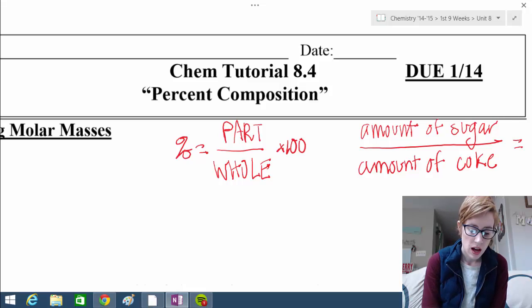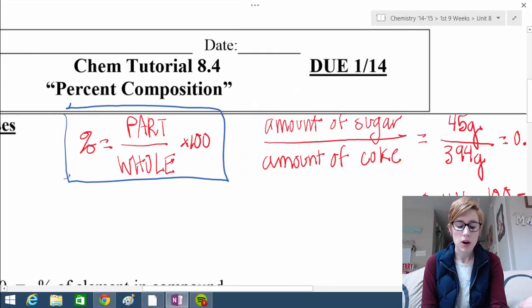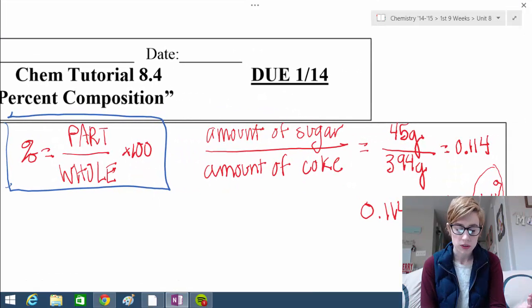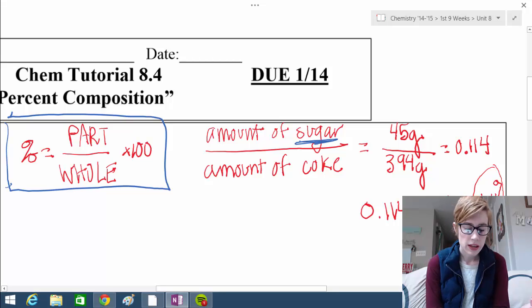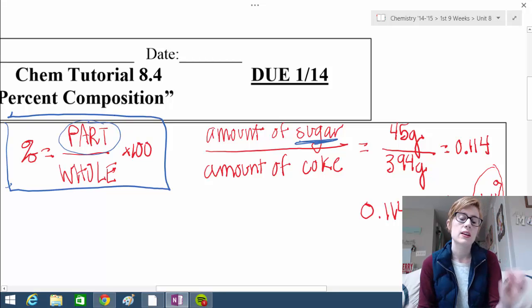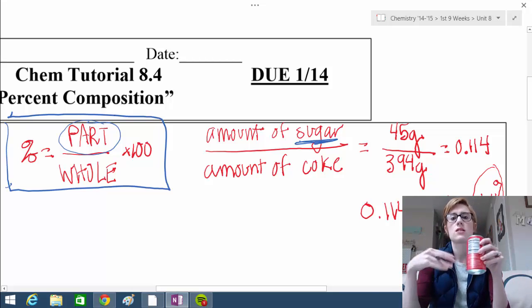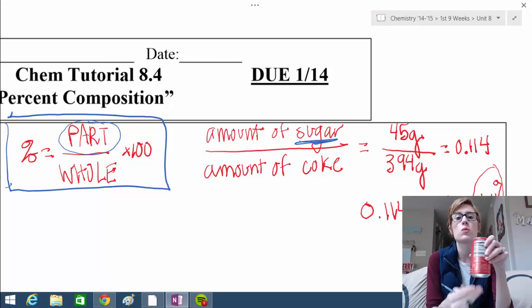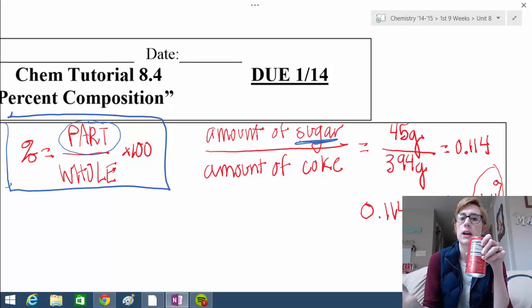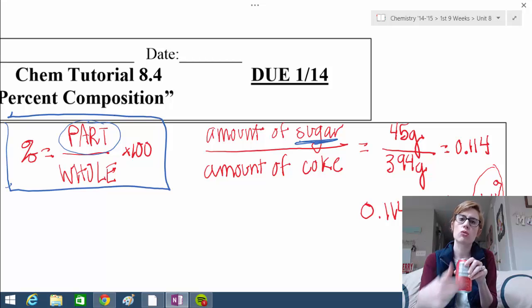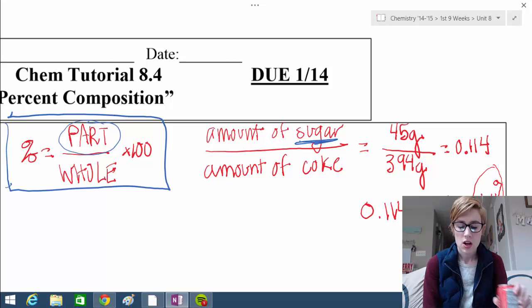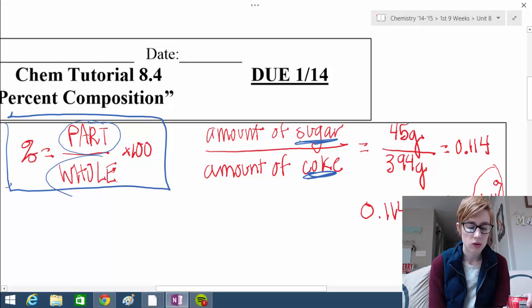It's essentially part divided by whole times 100. In the problem I just mentioned, the amount of sugar in Coke, sugar is my part. Okay, that's the small thing. The percentage that I'm looking at is the part. The whole is what I'm looking at this percentage compared to. I'm looking at the percentage of sugar compared to the total amount of Coca-Cola in this can. So Coke is going to be my whole.